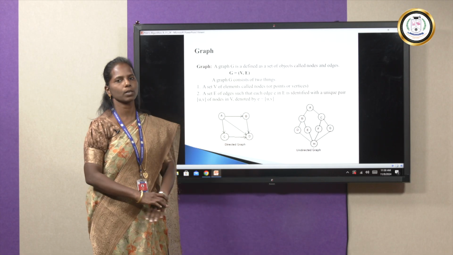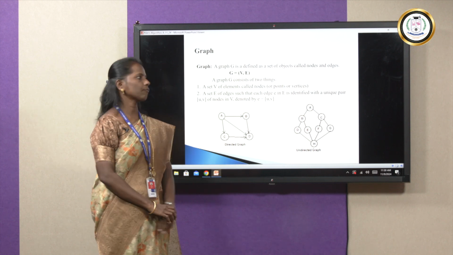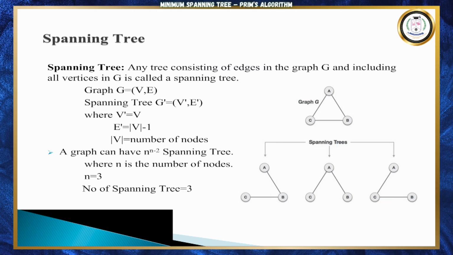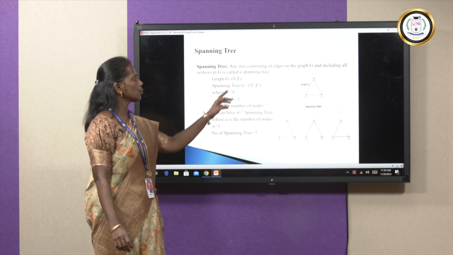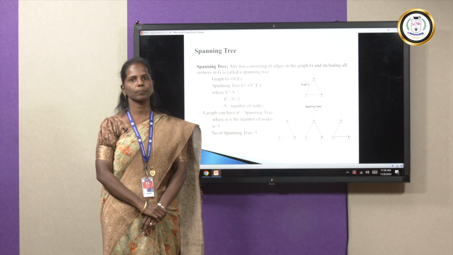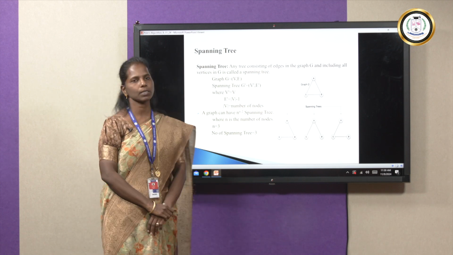Now, let us see what is a network. If the graph edges have weight, then the graph can be called a network. Now, we will see what is a spanning tree. A spanning tree is the one that we will be constructing from the graph. In the case of a spanning tree, all the nodes present in the graph should be there, as well as the number of edges should be number of nodes minus 1.